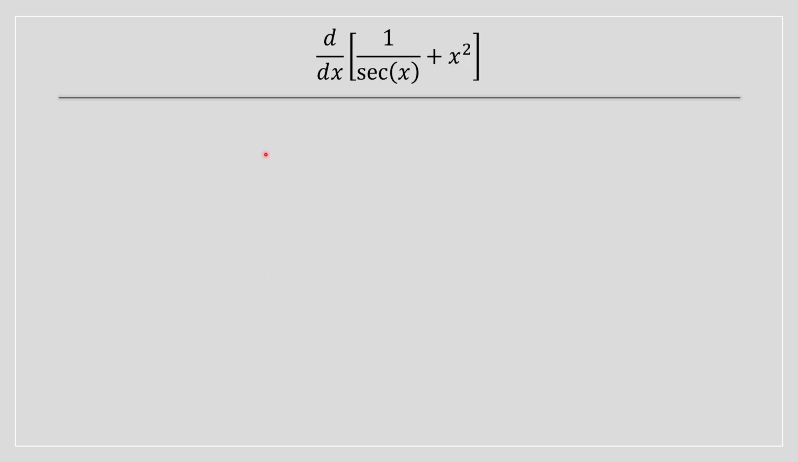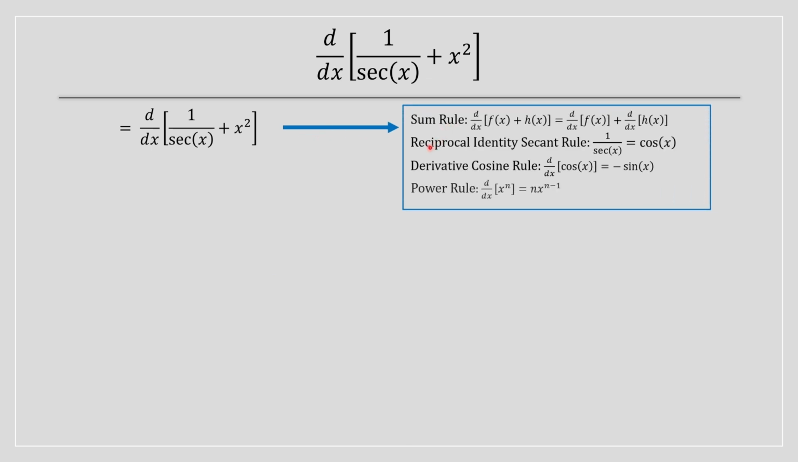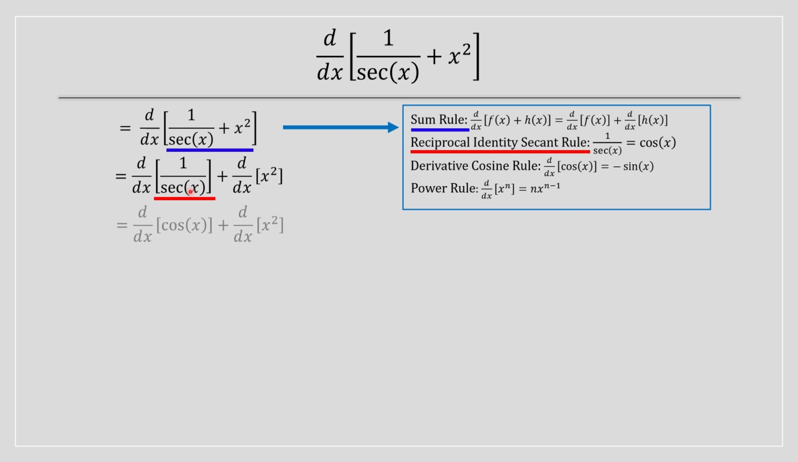Question 5. For this question, here are the rules we have to apply to solve it. So we have to apply all these rules. The first step is applying the sum rule over here. Because we have a derivative term, we have to distribute it. Then once we acquire this, we have to apply the reciprocal identity of the secant function, which is over here. It will be converted to cos of x.